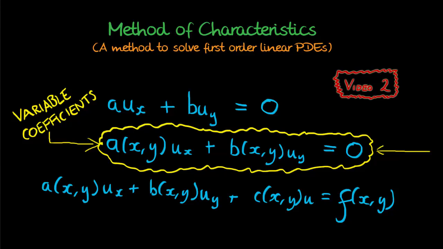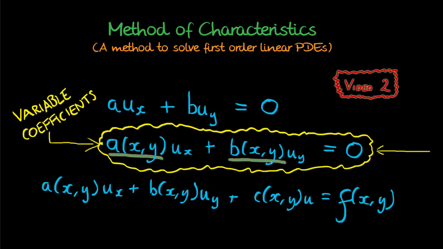In this second of 3 videos on the method of characteristics, we're going to look at the variable coefficients case. So that is the case where the terms that are multiplying the partial derivative of u with respect to x and the partial derivative of u with respect to y aren't constants like in the previous case, but are functions of x and y. So we have a function a of x and y multiplying ux, and a function b of x and y multiplying uy.